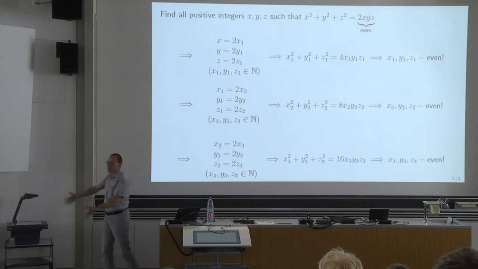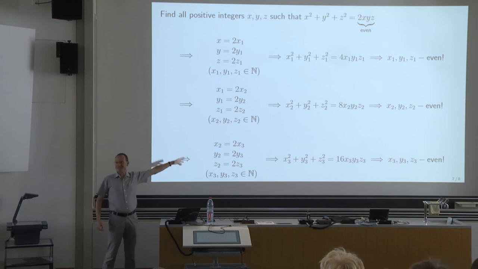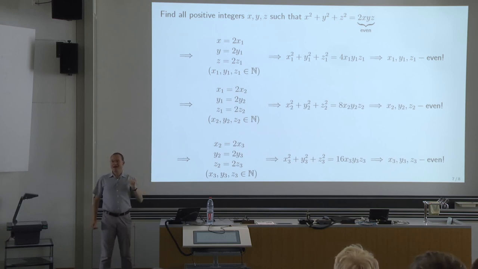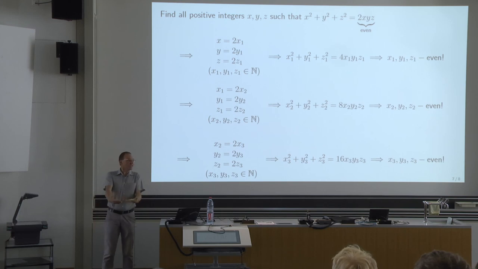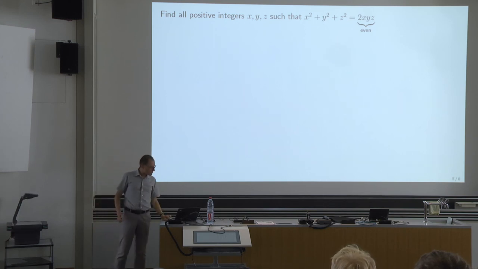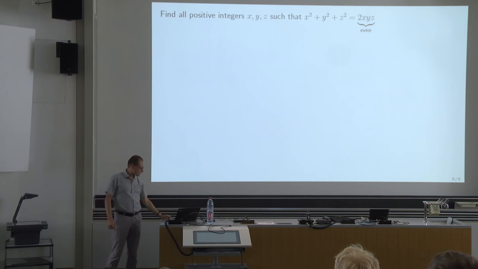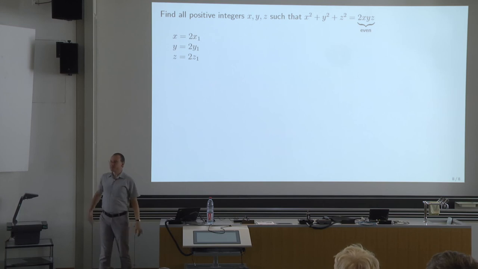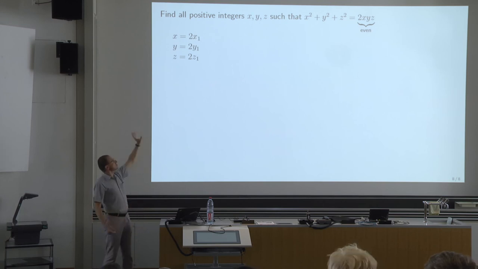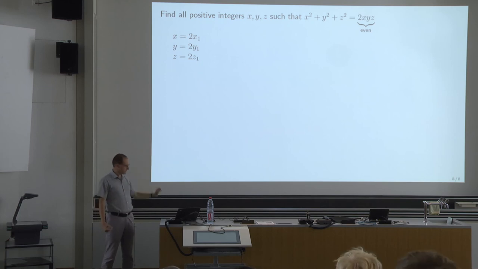And then they're all even again because the right-hand side is even, and the only way the left-hand side is even is when they're all even. Absolutely. Now we can keep going. Let's summarize what we figured out. Start with the solution of this equation. All three numbers have to be even. Start with the solution in positive integers. They all have to be even.